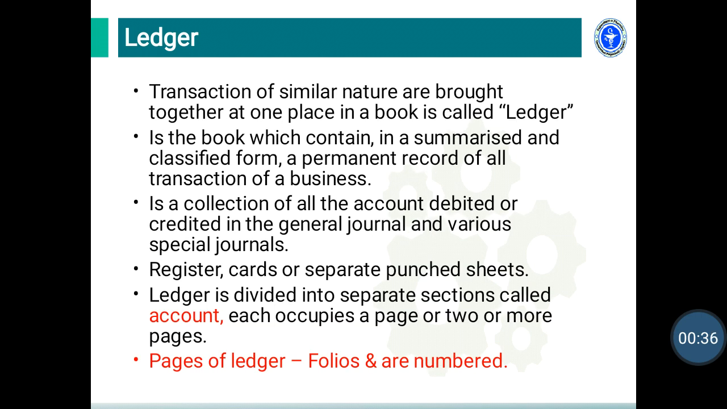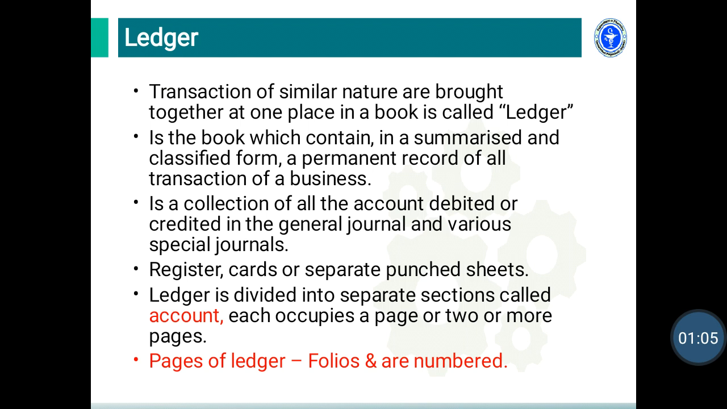Ledger: the transactions of similar nature are brought together at one place in a book, which is called the ledger. Ledger is the book which contains, in a summarized and classified form, a permanent record of all transactions of a business. It is nothing but the collection of all the accounts debited or credited in a journal and various special journals.